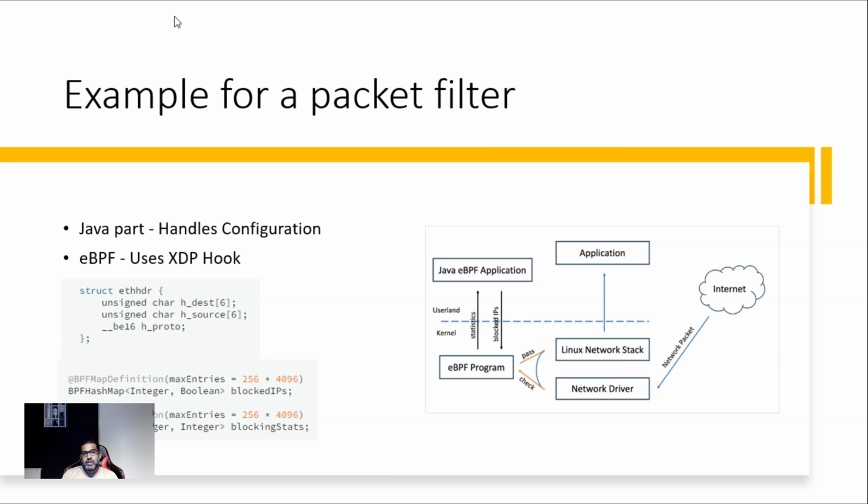So what are the dynamic updates the user is sending? For example, they are sending the blocked IPs, and the eBPF program is also sending the statistics to the Java-based eBPF application, which is sitting in the user layer. So let's talk about a real-time scenario where a real connection is coming from the internet.